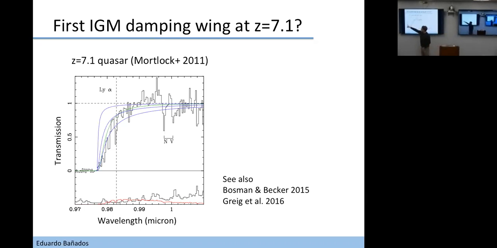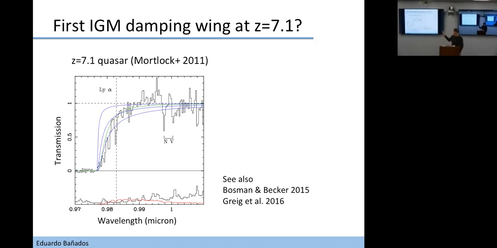So what I'm showing here is transmission. So this is a model of the intrinsic quasar spectrum divided by the observed, and this really depends on how you model the intrinsic spectrum. So that's the debate, but I think we know how to do a decent job of that.